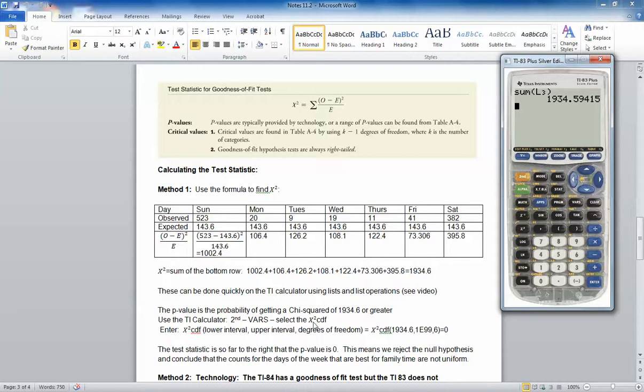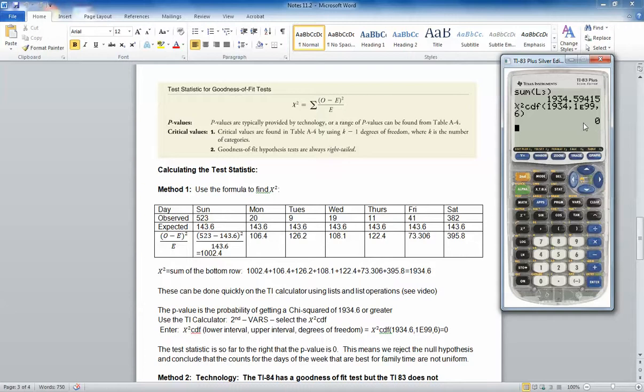Then to get the p-value for the chi-squared statistic, there's a chi-squared CDF. We want the cumulative area from 1934 to 1E99, to infinity, with degrees of freedom of 6. So we go to second, distributions. Notice it's below the normal and the t. There's a chi-squared CDF as option number 7. And we're going to type in the chi-square statistic 1934, comma, to infinity, comma, and degrees of freedom is 6. Hit enter, and this will give you the p-value.